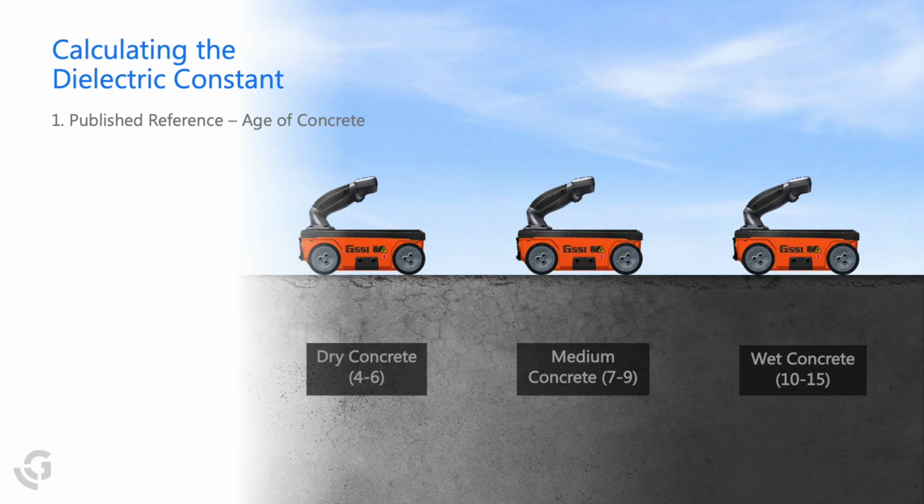Let's say the concrete was poured within the last month. It's not fully cured, and it's still drying out. We would set the dielectric to anywhere from 7 to 9. What if the concrete has been freshly poured and is still curing? In this case, we would set the dielectric anywhere from 10 to 15.